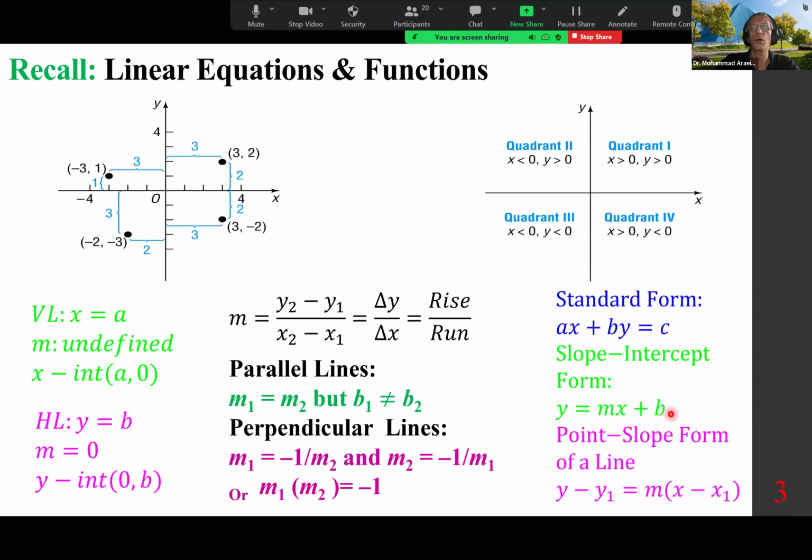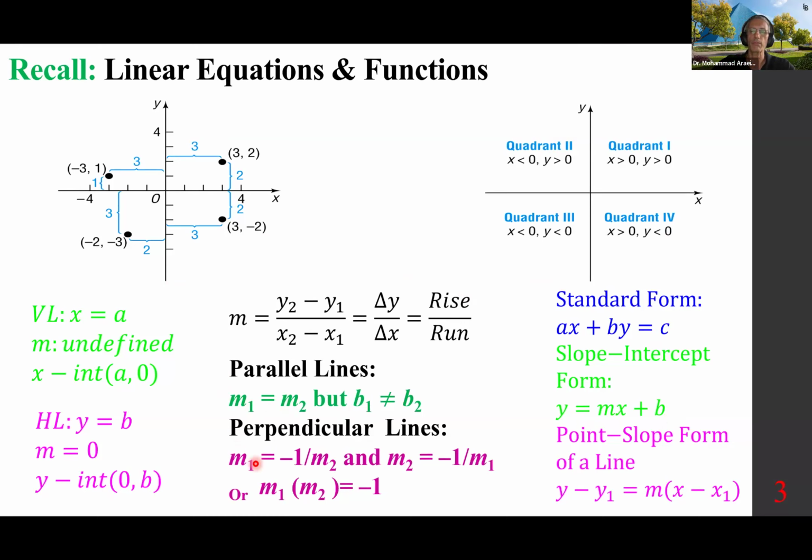Reminding you of what we have done: rectangular coordinate system, various quadrants, various forms of lines from standard form to slope intercept form to point slope, vertical line versus horizontal line, definition of a slope, rise over run, parallel lines that have equal slopes and perpendicular lines that have slopes that are negative reciprocal of each other. So this is the synopsis of what you need to know, okay?